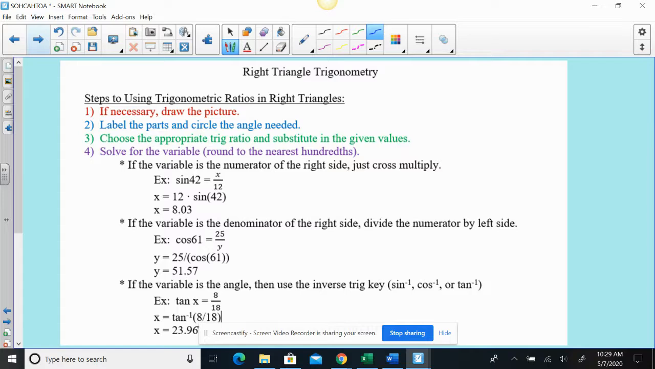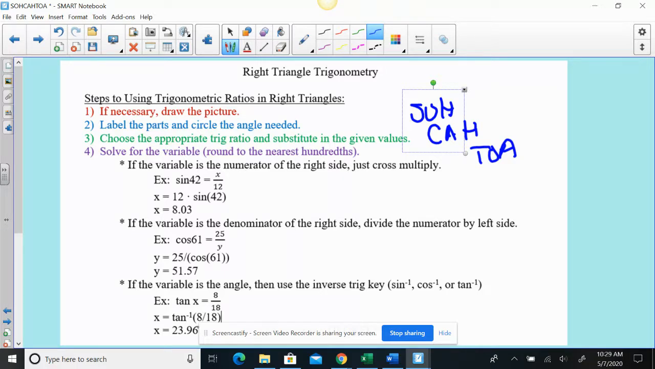All right, so here are some notes. This is what I had you guys download, but you always want to start by drawing the picture, label the parts, circle the angle if needed, and then you're going to choose the appropriate trig ratio. What I mean by that is, do you have OH? If so, you're going to use sine. Do you have AH? If so, you're going to use cosine. Or do you have OA? If so, you're going to use tangent.